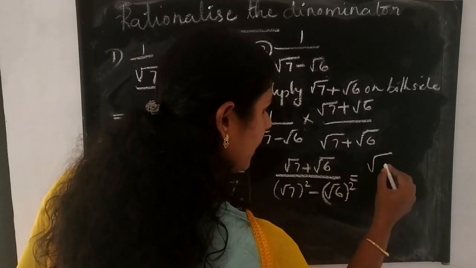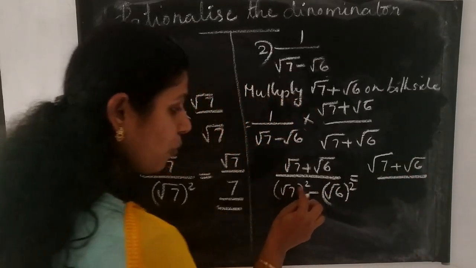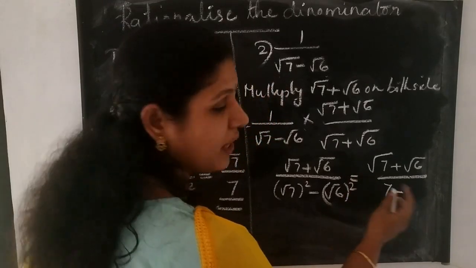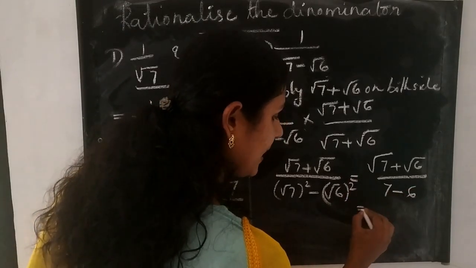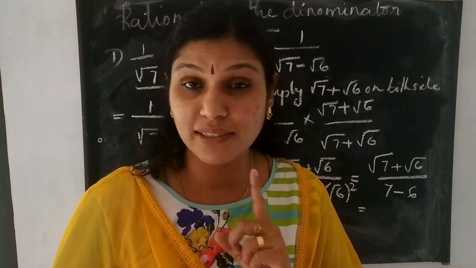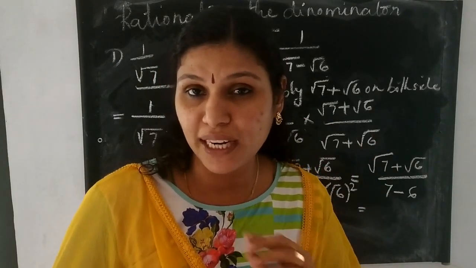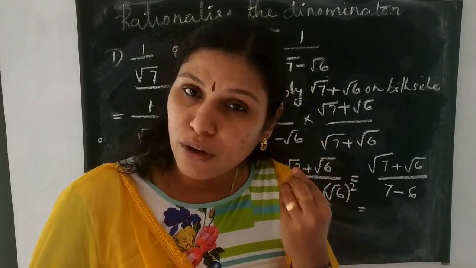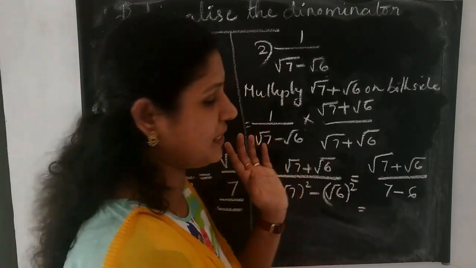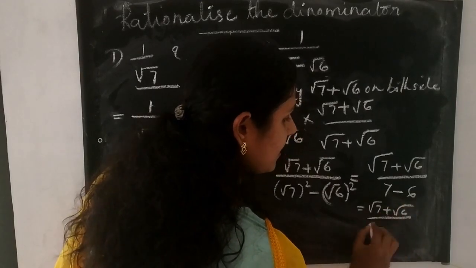So the numerator has root 7 plus root 6, and the denominator is root 7 square, which is 7, minus root 6 square, which is 6. So we get 7 minus 6, which is 1. Any number divided by 1 is that number. 5 divided by 1 is 5, 4 divided by 1 is 4. So root 7 plus root 6 divided by 1 is root 7 plus root 6. So we get the answer as root 7 plus root 6.